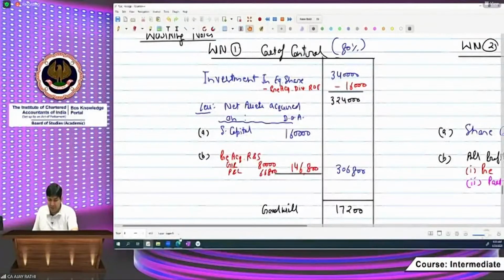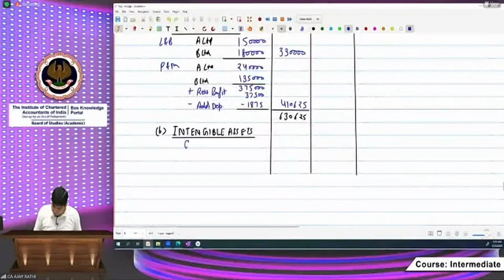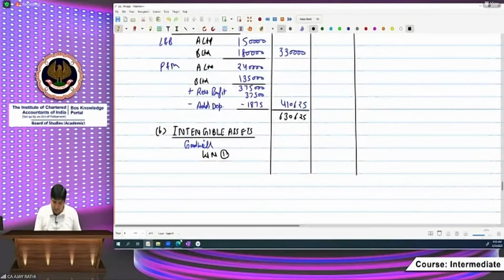Beta, please put this figure. Goodwill. But give working note number reference. Yes. And that is 17,200. What is the total? But there is nothing further which we need to calculate. Please do total. Six 625 plus 17,200.